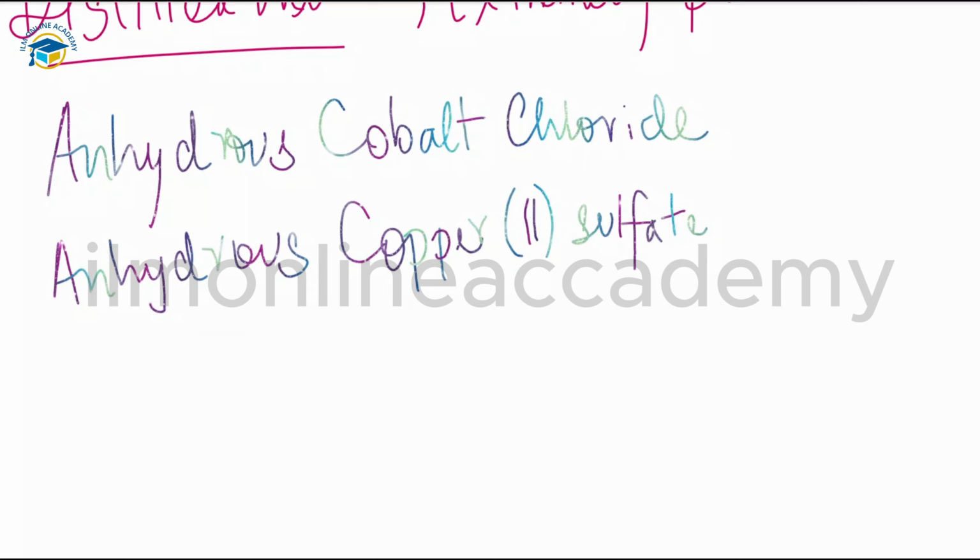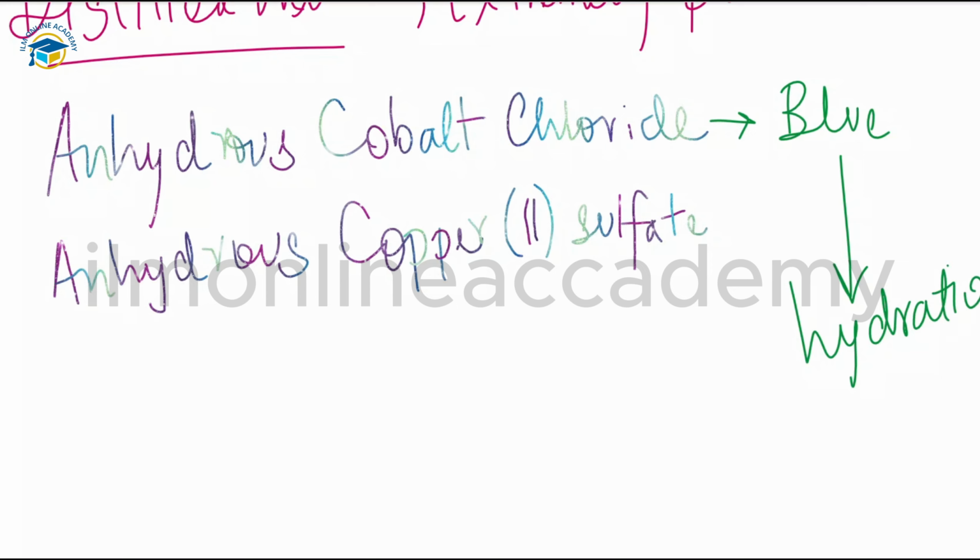If we talk about the first one, which is anhydrous cobalt chloride, it can be used to test for the presence of water. Anhydrous cobalt chloride, which is normally blue in color, undergoes a chemical reaction known as hydration when it comes in contact with water. Whenever it reacts with water, it forms a pink color. It changes into the pink colored hydrated cobalt chloride. So the change in color indicates the presence of water.